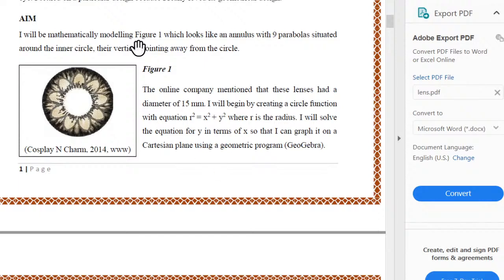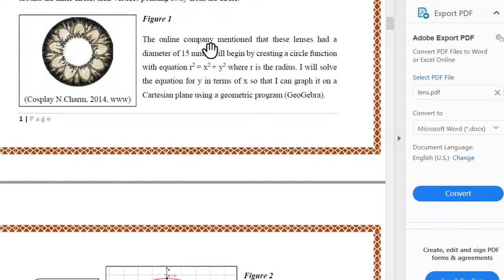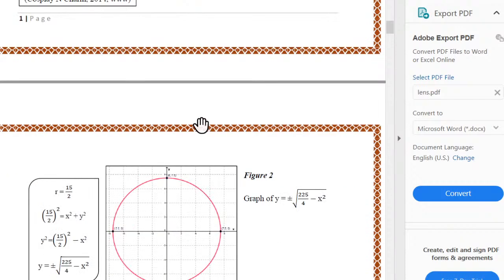Their vertices. Yeah, that's good. In the syllabus, it's a good mention. Diameter 15 millimeters, creating a circular function. Okay, we're using radius. Solve for the equation for the x-plane using a geometric program.